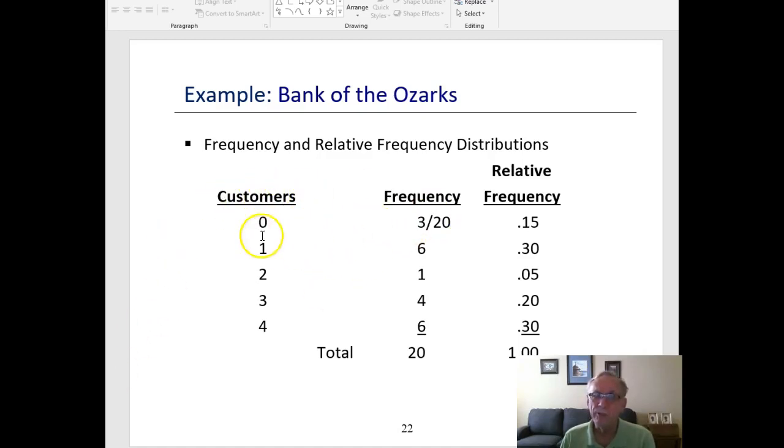Frequency and relative distributions. An example, when there was no customers waiting, 0 customers waiting, it happened 3 times. Total quantity was 20. 3 divided by 20 is 15%. Important to note here that when you get all done with the relative frequency distribution with each of the customers, that has to add up to 1.0, total population again.